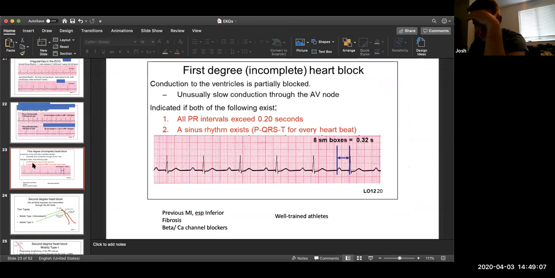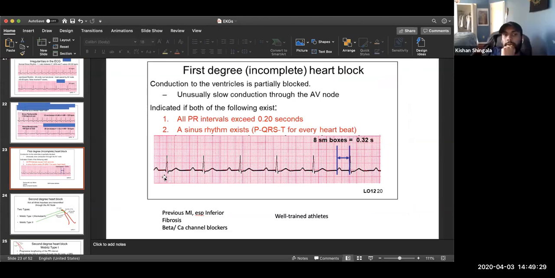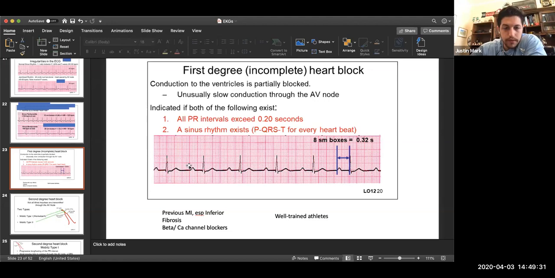So now we start to get into the heart blocks. The first degree heart block looks like this. I still want to approach it like we did, with the rate first. What's the rate here? About 60. Sixty is good. We see P, QRS, T, P, QRS, T, and so on.